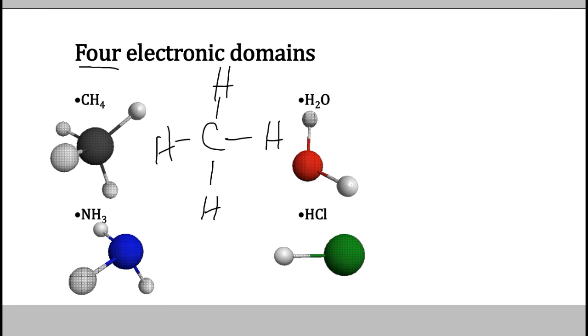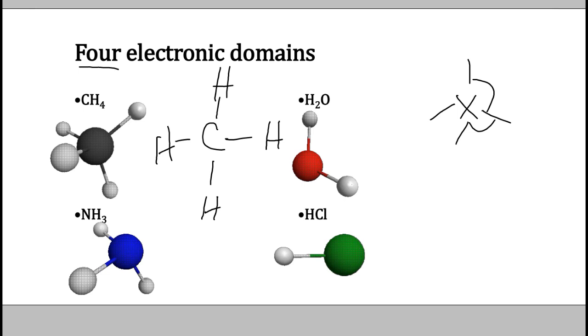It looks like you have a central atom here, and then there's 3 legs coming off like a tripod, and then something coming off the top. Okay, and this is a tetrahedral arrangement. So the bond angle between any of these bonds that you choose is 109.5 degrees.